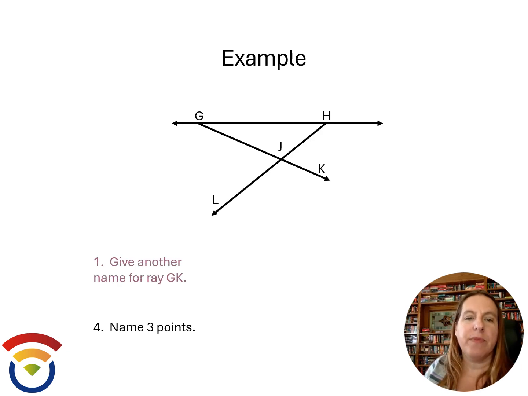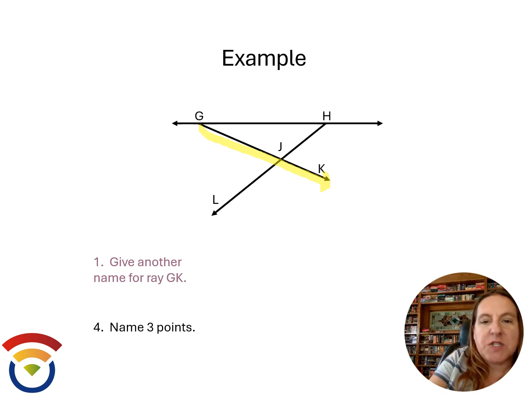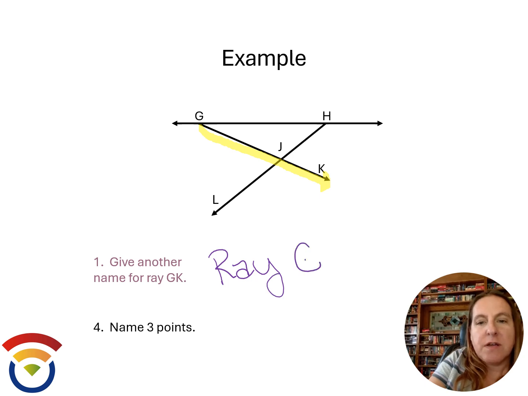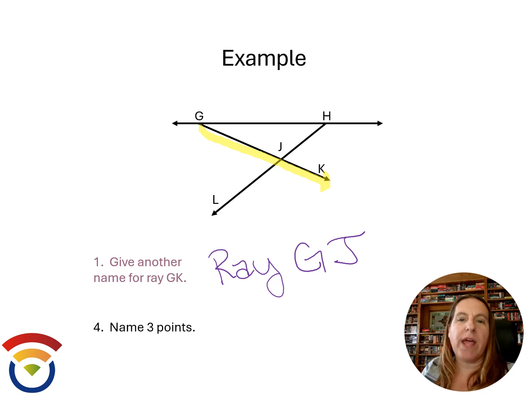Same picture. Here I'm looking for another name for ray GK. So that is the ray that starts at G and it's going forever in the direction of K. We name a ray always with two capital letters. The first one needs to be where we start. So I'm still going to have to use G first, but then I'm pointing my direction. Well, I go through J. So ray GJ.